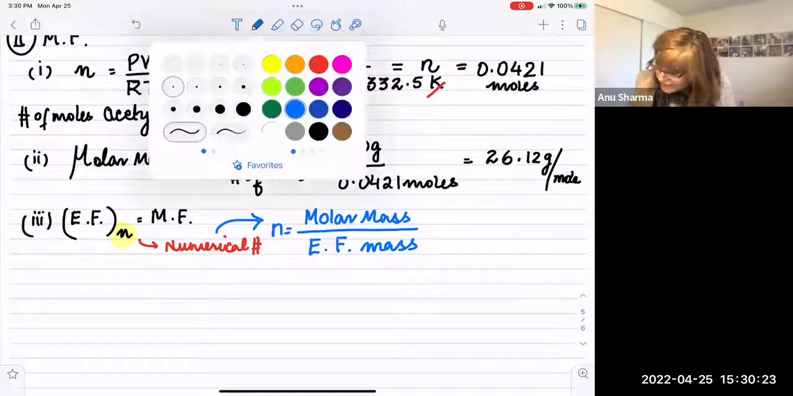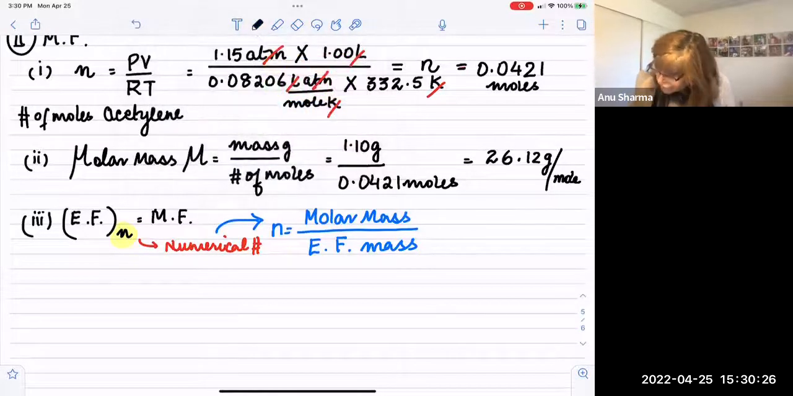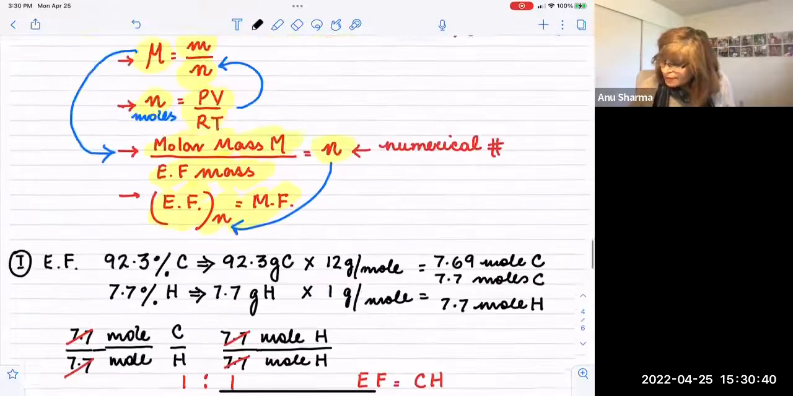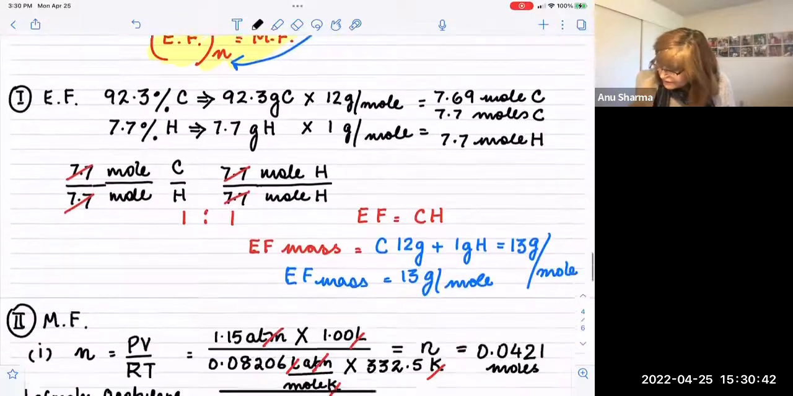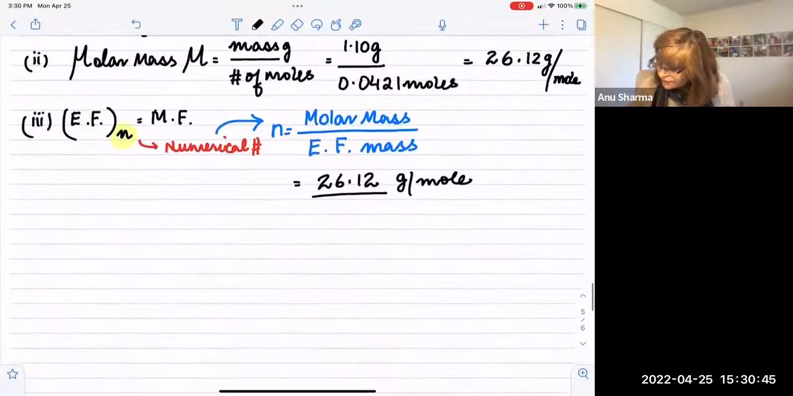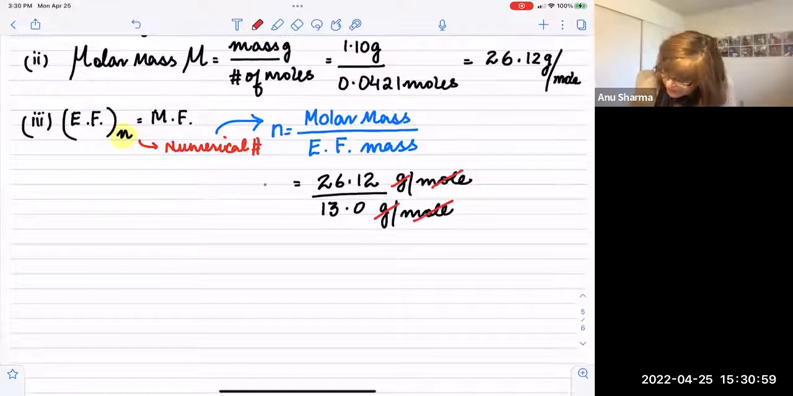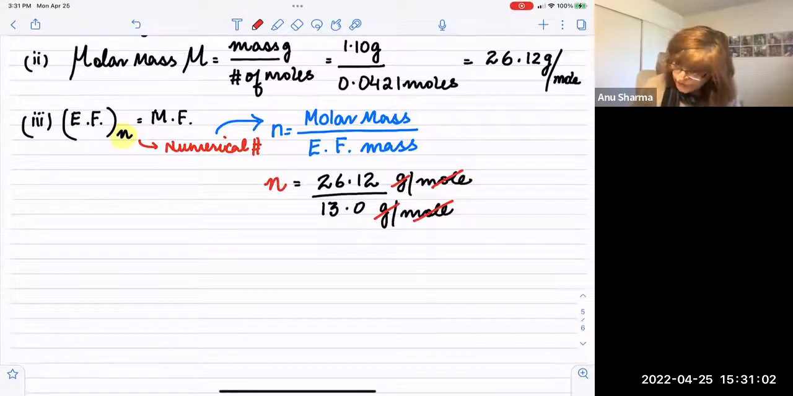Okay, so now we have the molar mass coming out to be 26.12 grams per mole, the one that we calculated just now on the top, divided by the empirical formula mass. And we calculated the empirical formula mass just a while back, which is 13. So here you put the empirical formula mass of 13.0 grams per mole. So these two units cancel out, right? You see that? The unit grams per mole cancels out. That is why this is just a numerical number without any units.